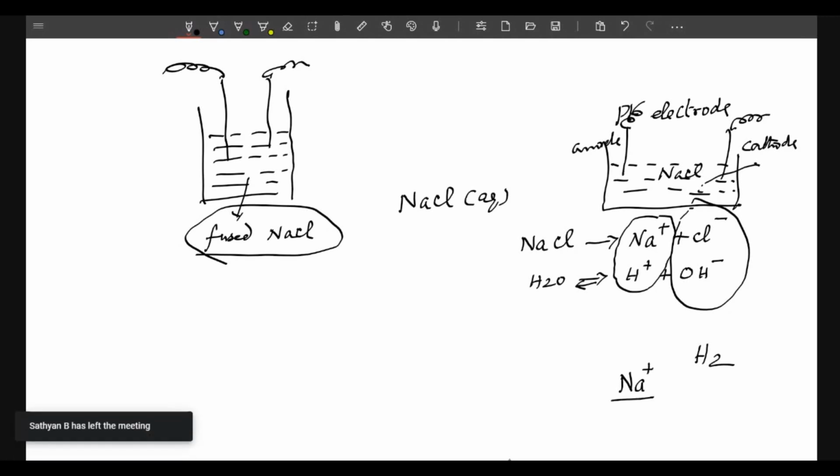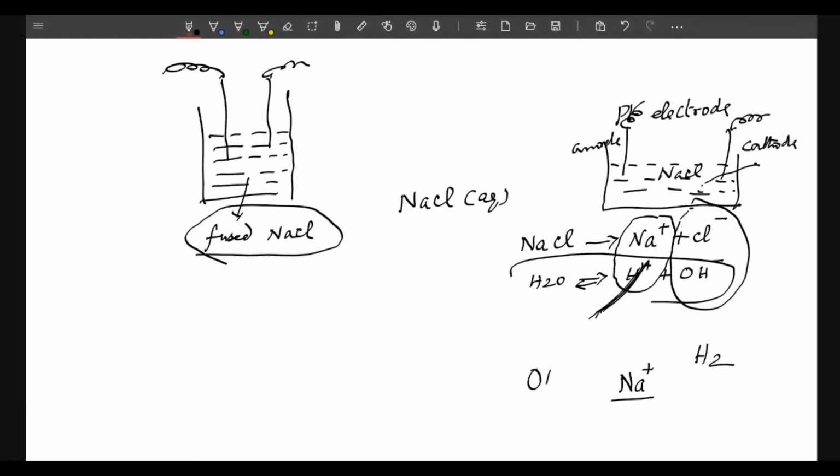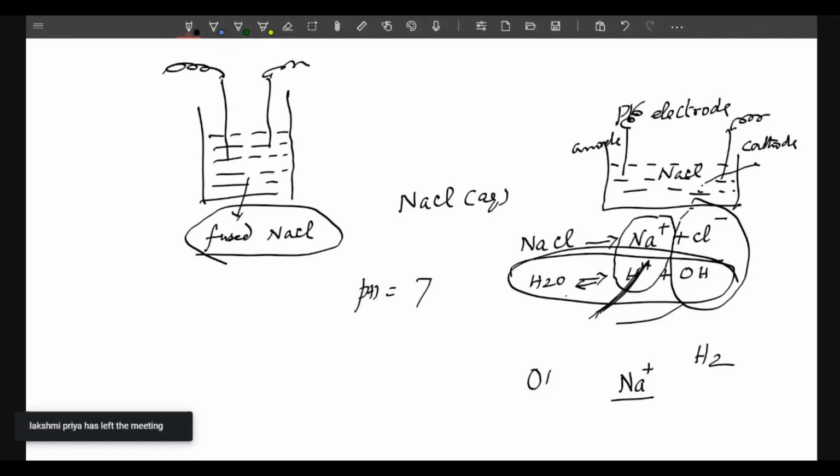Na plus remains as such. And on the other side, as H plus ion is removed from the equilibrium reaction, more and more OH minus ion is released. When you start this electrolysis at neutral pH 7, after a certain time, what about the pH of the electrolyte in the electrolytic cell? Is it remaining 7, greater than 7, or less than 7? Anybody answer? It is greater than 7, because the OH minus ion concentration is increasing.